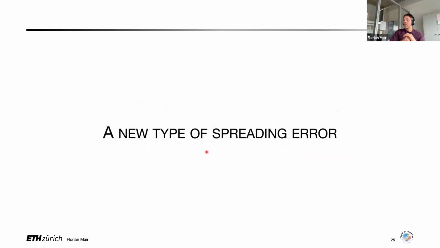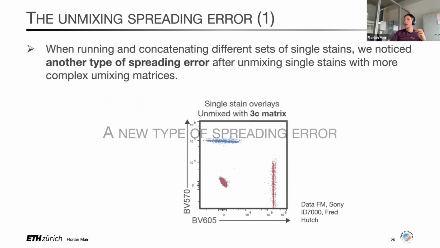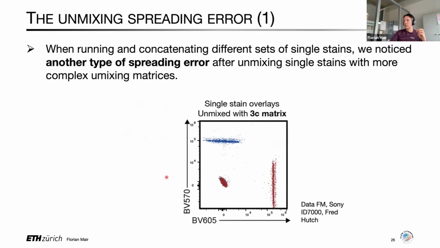But the other thing that we discovered was actually this new type of spreading error that was very, very puzzling for us in the beginning. So first we thought we were not doing things properly, and then later we actually termed it bloating. And I want to walk you through now why we think that is actually a very relevant thing to look at in the context of spectral panels. So what you can see here is very simple: 2 concatenated single stains, a single stain for BV605 and a single stain for BV570.